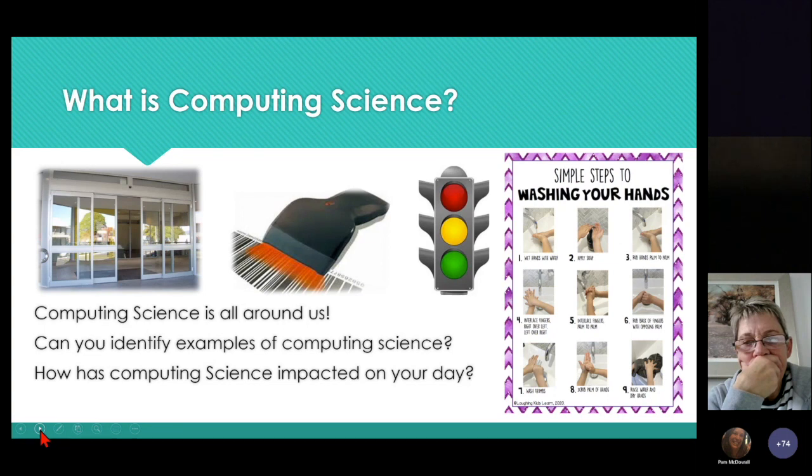So when we go to pay for our messages, looking at the scan, looking at the code, that is computing science. Someone has created that code. Someone has created that information to make that happen and to make that work. It's not just magic. Our traffic lights, that is an algorithm to make those traffic lights work. And often there's also a sensor on traffic lights to identify if there's a car waiting. And then the algorithm is put into play and the lights then turn green.